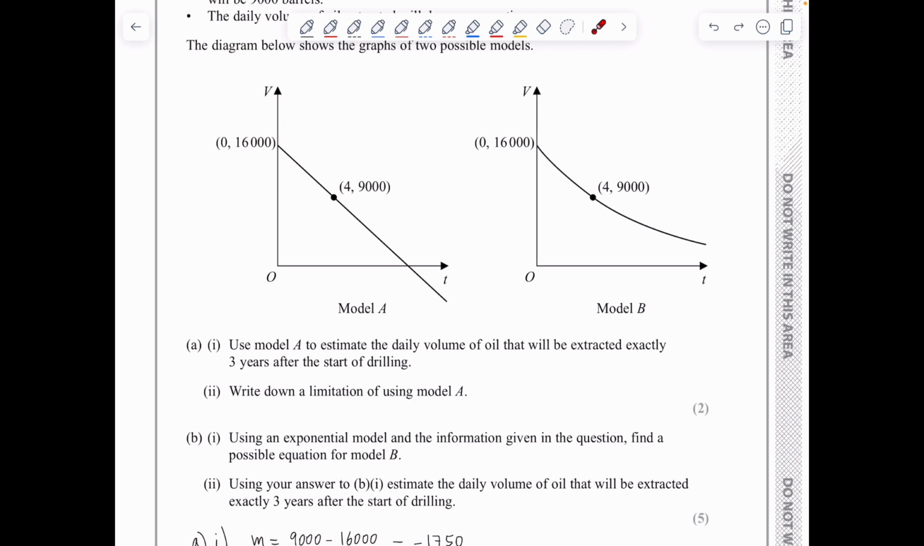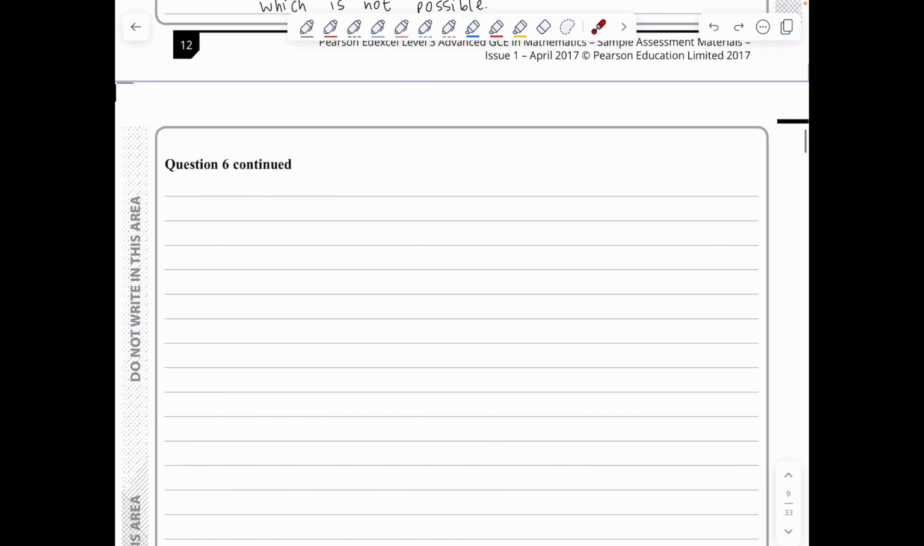We are then asked to use the exponential model with the information provided to find a possible equation for model B. So we still have that we pass through (0, 16,000) and (4, 9,000). So an exponential model should assume a form of V is capital A e to the kt, where A and k are constants to be found. We know that when t is 0, V is 16,000. So this means that 16,000 is A e to the 0, and therefore 16,000 is the value of A.